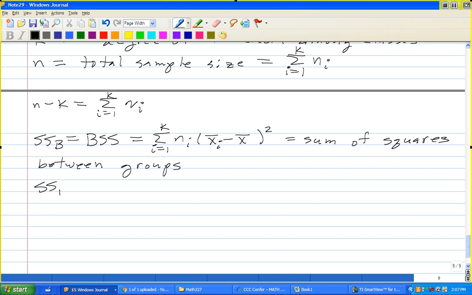Sum of squares within is the sum of the degrees of freedom times the variance squared for all of the K categories. This is the sum of squares within the groups.